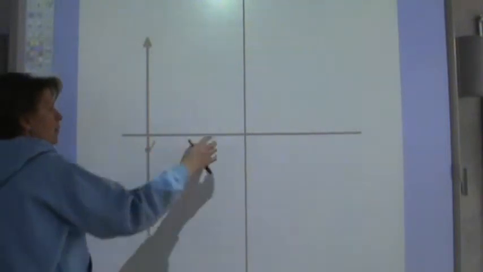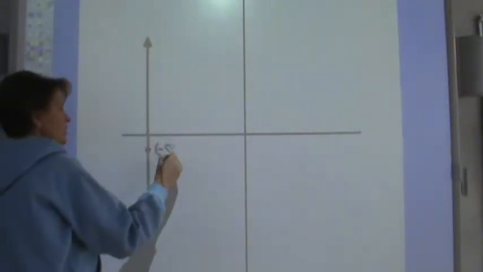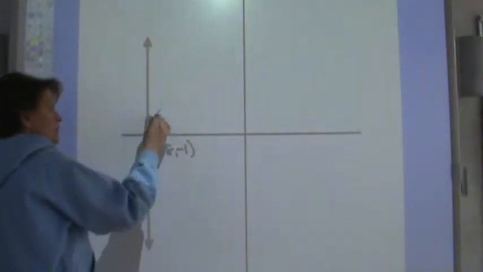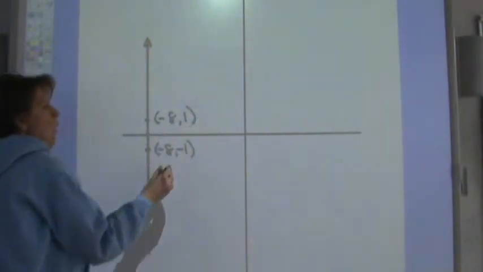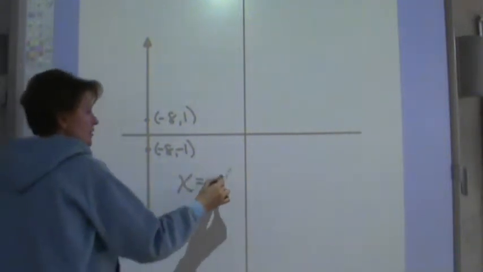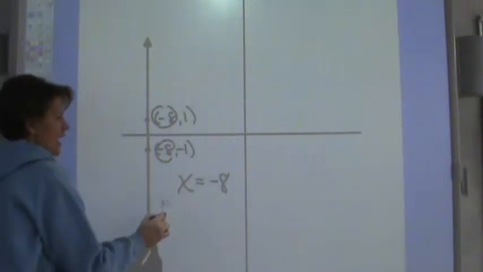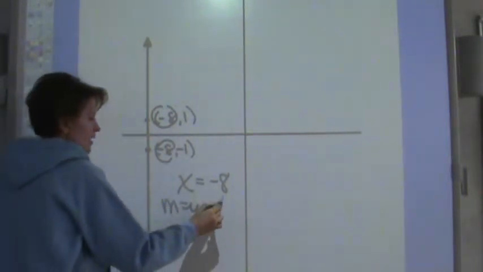And vice versa. On a line like this, if I pick a point, 1, 2, 3, 4, 5, 6, 7, 8, so this would be -8, -1. This would be -8, 1. Every point on this line, the x is going to equal -8, always. And my slope is undefined.